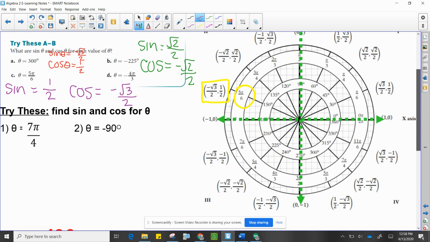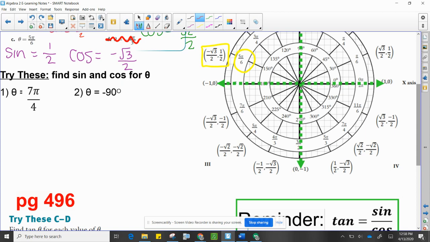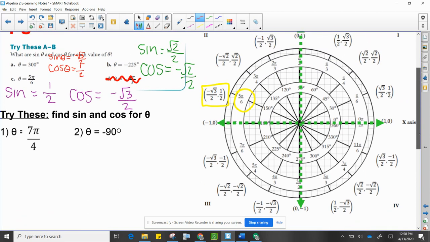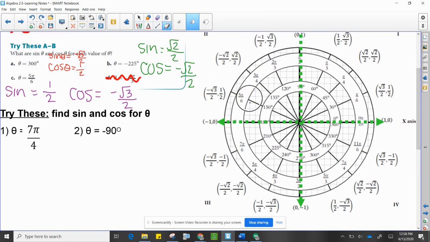Okay. So I think we'll skip D, and I'm just going to have you guys try these two problems here that I've made up, okay? They're values on the unit circle. So what I would encourage you guys to do is pause this video right now and try one where theta is 7 pi over 4, and 2 where theta is negative 90 degrees. So again, you have to rotate in the opposite direction. So I would pause the video here, and then you can try those answers.